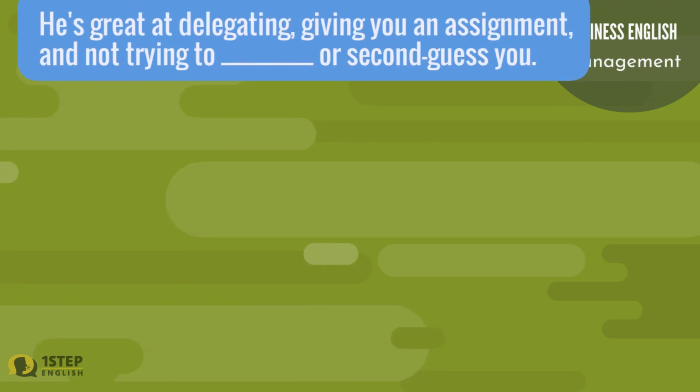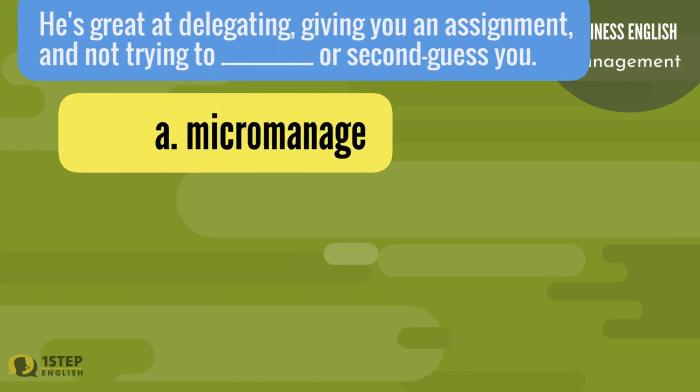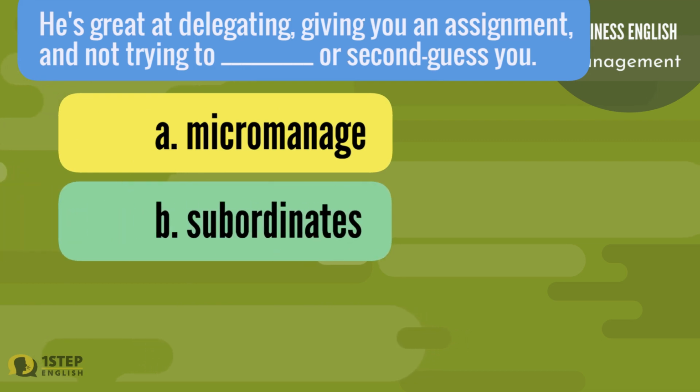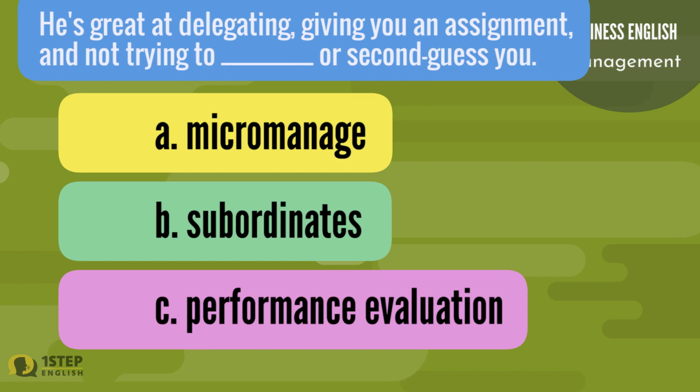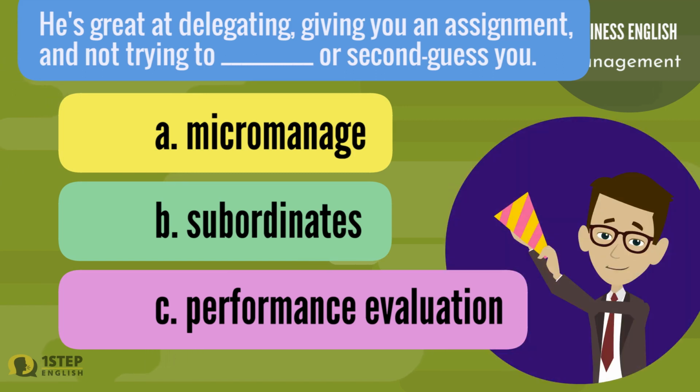He's great at delegating, giving you an assignment, and not trying to blank or second guess you. Letter A. Micromanage. Letter B. Subordinates. Letter C. Performance evaluation. The correct answer is letter A. Micromanage. He's great at delegating, giving you an assignment, and not trying to micromanage or second guess you.